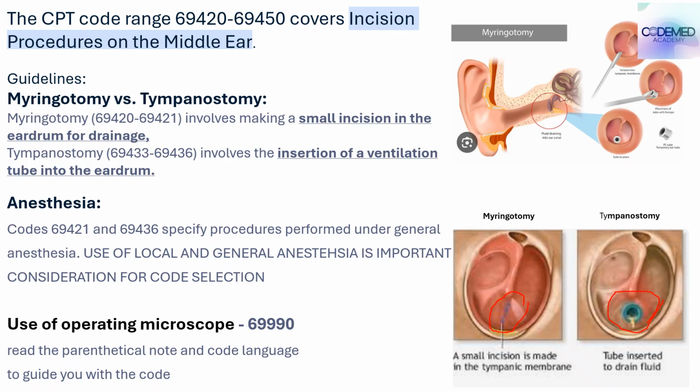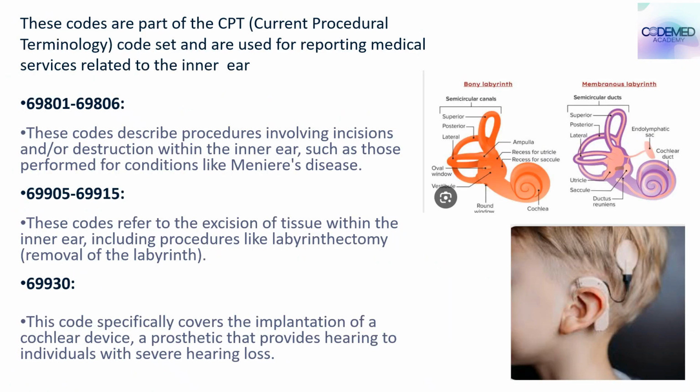Now, whether to write the operating microscope code separately or whether it is included, for that we need to read the parenthetical note and the code language, and of course look at the operating microscope code, which is 69990. Below that there is a big code range given, and if your code falls into that category, then there is no need to write that code. And the last codes are mainly for the medical services related to the inner ear.